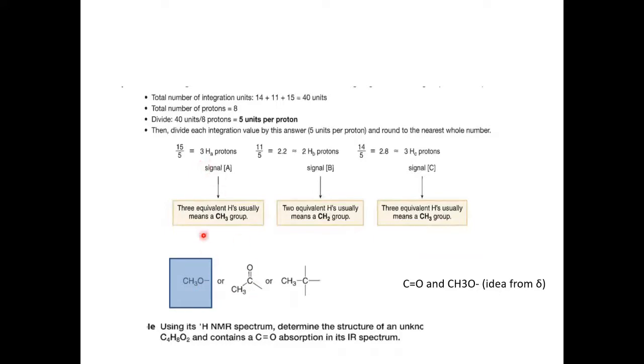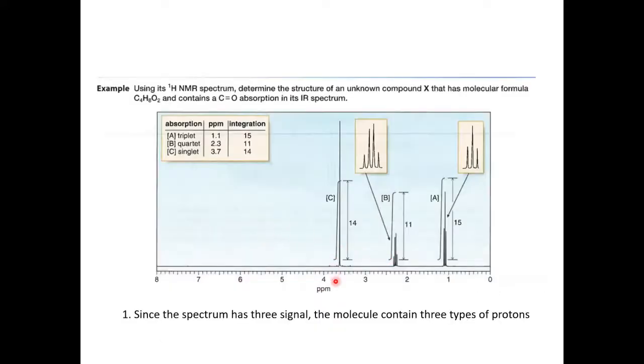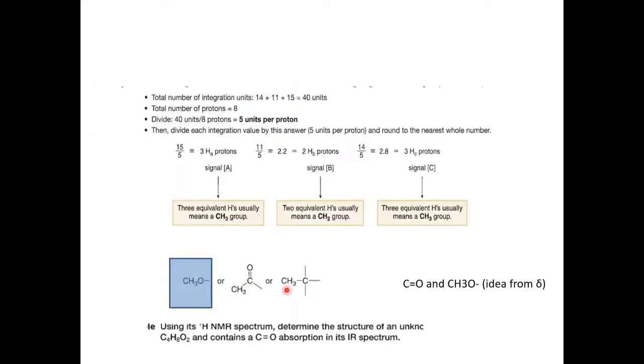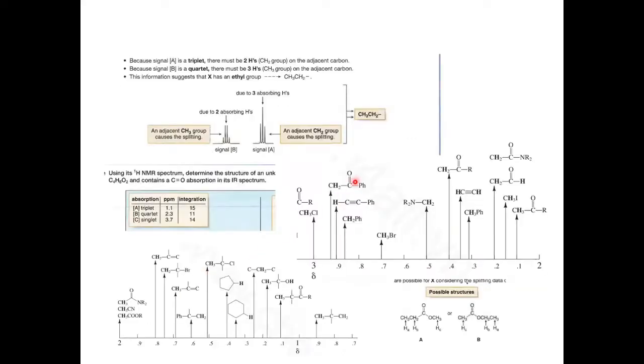So we draw all the possibilities for this singlet which is coming at 3.7, and we rule out all the other possibilities of singlet. Aldehyde also gives a singlet, but that is at 10 point something, and that is one proton. We have 3 protons. So OCH3 is possible. Let's move to the next pattern. This has given 2 protons as a quartet and 3 protons as a triplet.